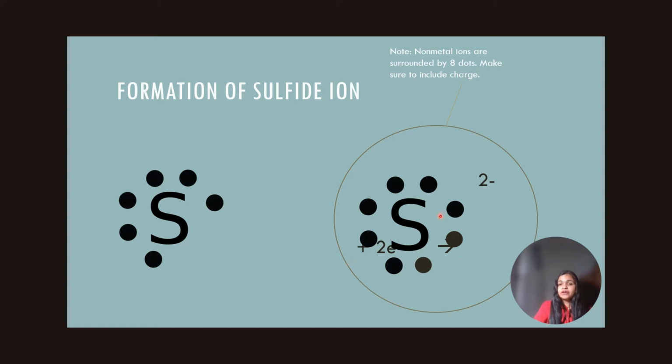After gaining 2 electrons, sulfur acquires a 2 negative charge, and this gives a stable configuration to sulfur. 1, 2, 3, 4, 5, 6, 7, 8. And of course, that's going to happen during the formation of bonds. So this is just representing how it's going to gain 2 electrons from another atom to become stable. Moving on to the next part.